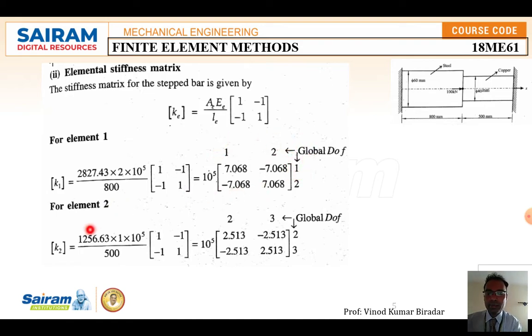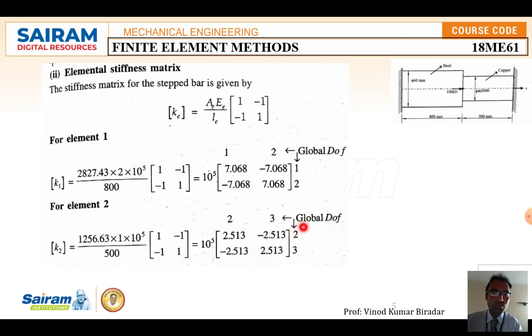Second, for the element of copper, again you have to use the same formula here. Substitute all the values and simplify this equation, and you are going to get 10 to the power of 5 into 2.513, multiplied inside this matrix: 10 to the power of 5 times 2.513, minus 2.513, and so on. Since element 2 belongs to nodes 2 and 3, the node numbers are 2 and 3.